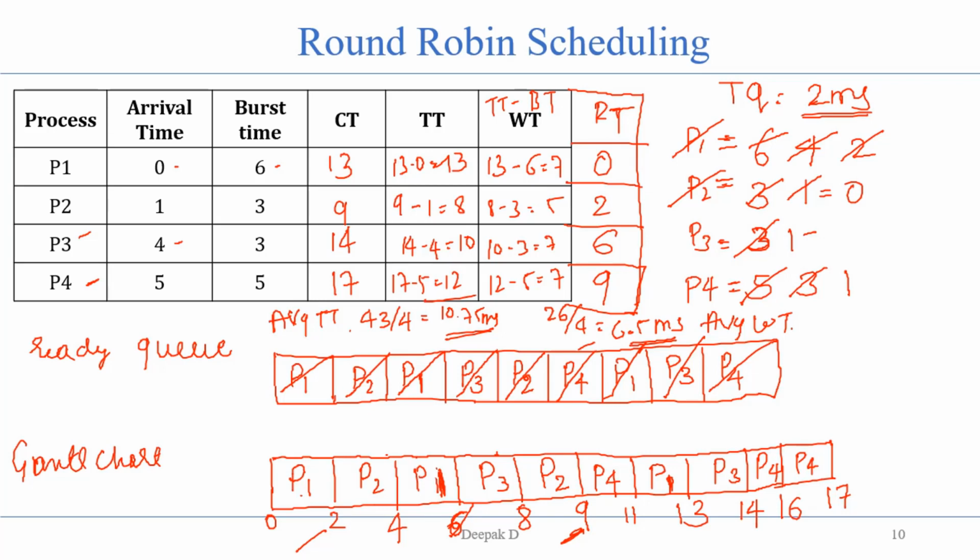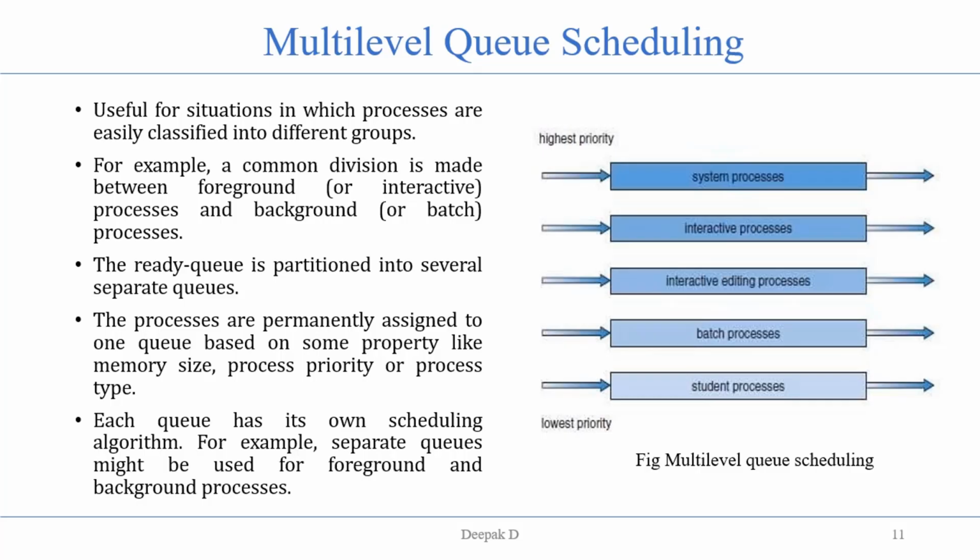So this is the problem with respect to round robin scheduling. I hope you have understood clearly with different types of problems. So this completes the round robin scheduling. So the next algorithm is multi-level queue scheduling.